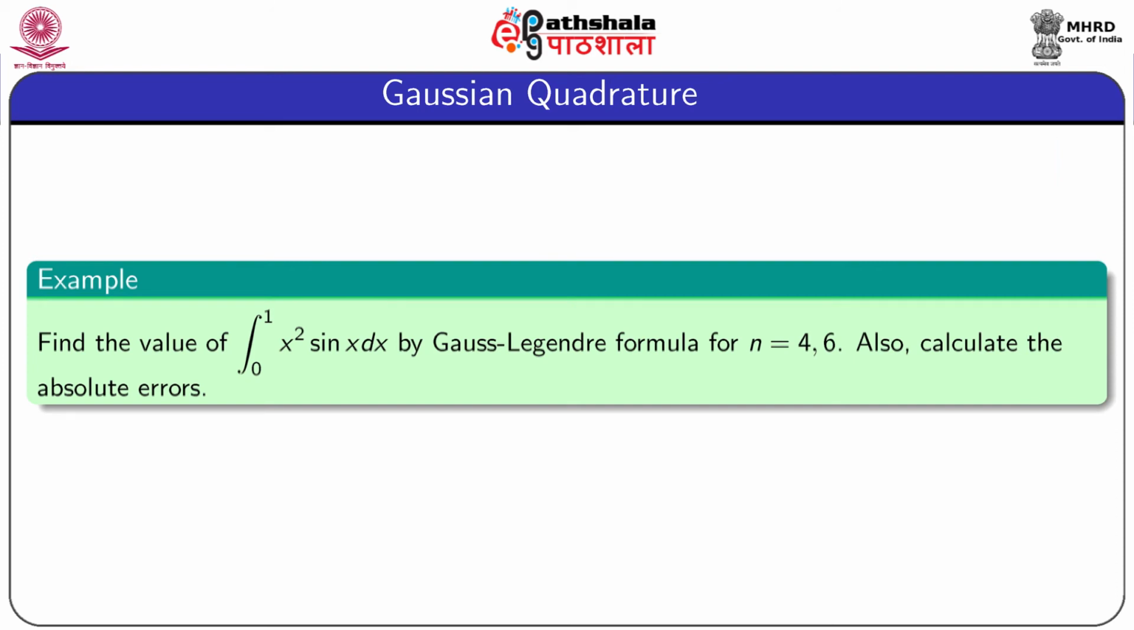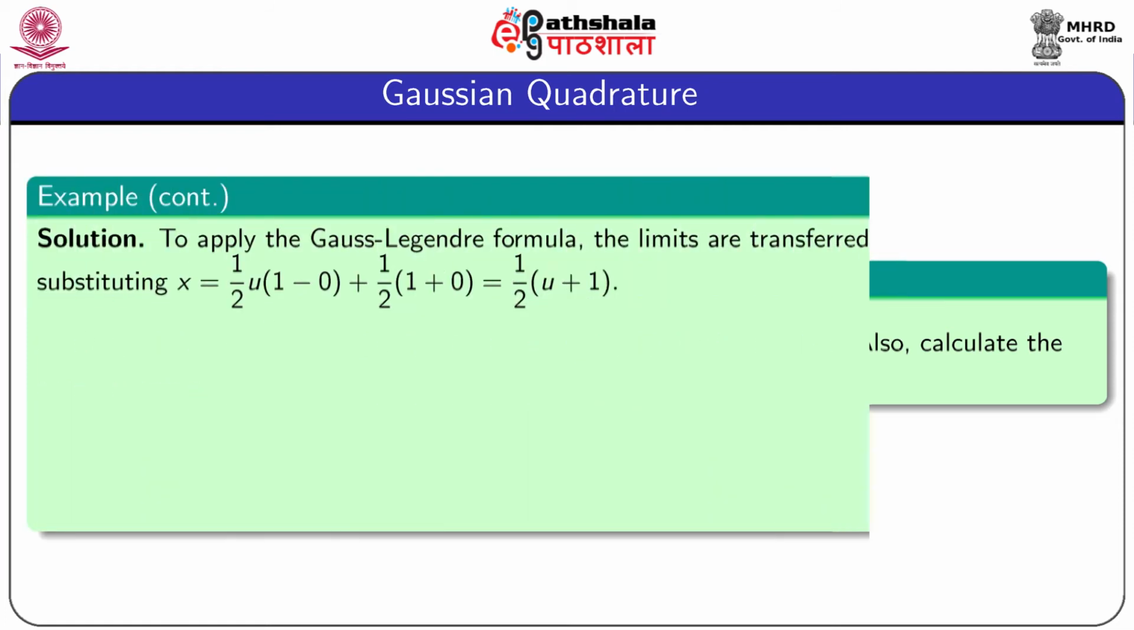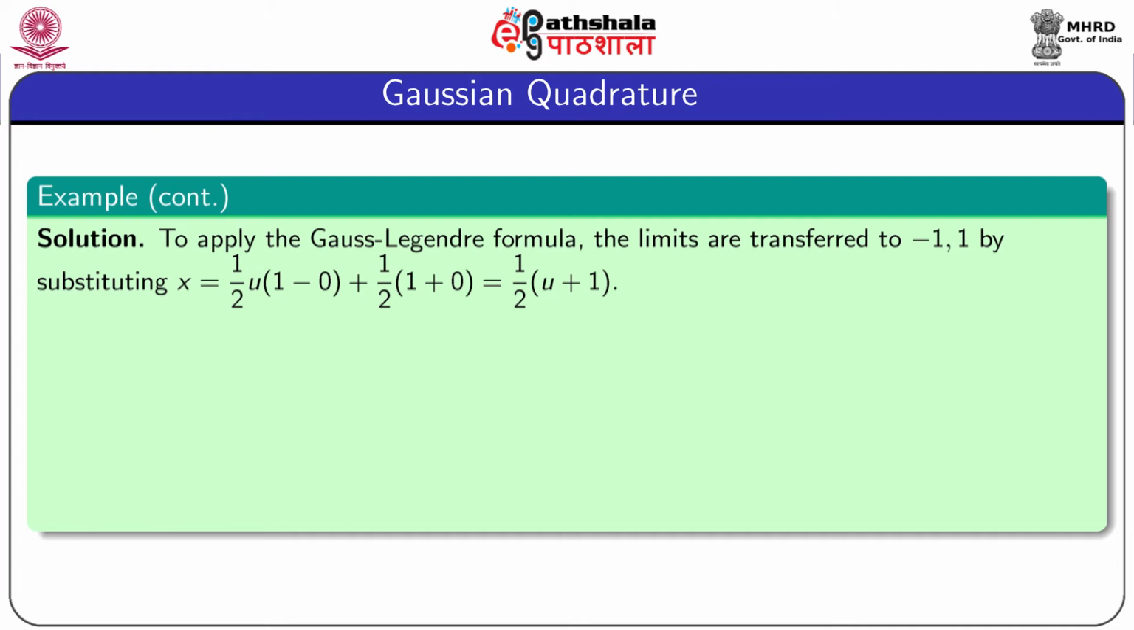Now, we consider one example. Here we have to find the value of the integration from 0 to 1 of x square sin x dx by the Gauss-Legendre formula for n equal to 4 and 6. Also, we have to calculate the value of the absolute error. Note that the limits of the given integral are 0 and 1, but the Gauss-Legendre formula is applicable for the limits minus 1 to 1. So, you have to transform the integral by the suitable variable x equal to half u into (1 minus 0) plus half into (b plus a) actually, which is equal to half into (u plus 1). Using this substitution we can transform the given limits to minus 1 to 1.